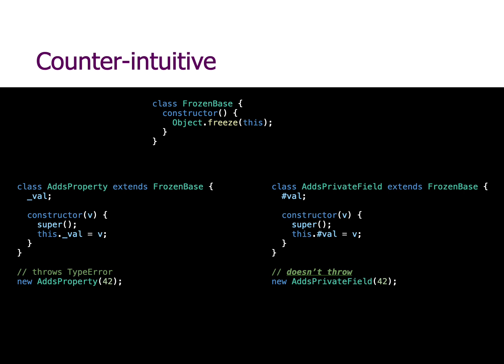On the right, we have what is essentially the same code, except that instead of adding a public property, we're adding a private field. And today, this does not throw. This actually adds the private field, even though the object is already frozen, and because it's already frozen, it's already non-extensible. The reason we get the type error here is not because it's frozen per se, but specifically because it's non-extensible. And we think that this difference, first of all, is counterintuitive. That's one motivation.